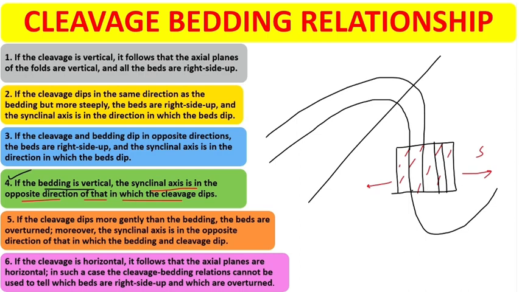In this case, if the bedding is vertical and the cleavage is dipping at some angle, then opposite to the direction of the cleavage dip, we will get syncline. We will get syncline here and anticline here. Toward our right, we are getting anticline. This is case 4. We are talking about an asymmetrical fold in which one limb is slowly converting into a recumbent fold. From normal fold to asymmetrical fold to recumbent fold. Overturned to recumbent fold.